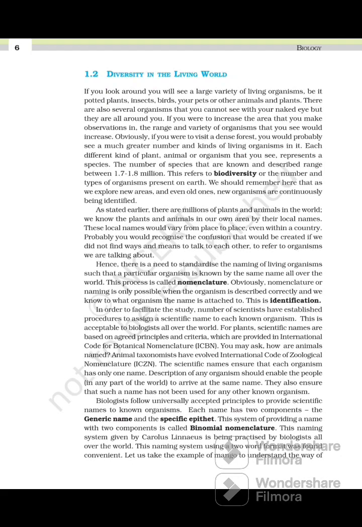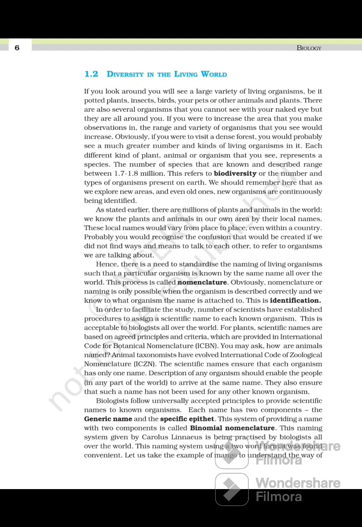If you were to increase the area that you make observations in, the range and variety of organisms that you see would increase. Obviously, if you were to visit a dense forest, you would probably see a much greater number and kinds of living organisms in it.